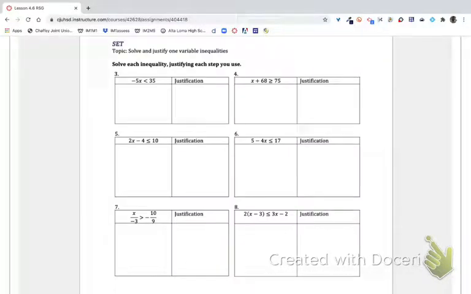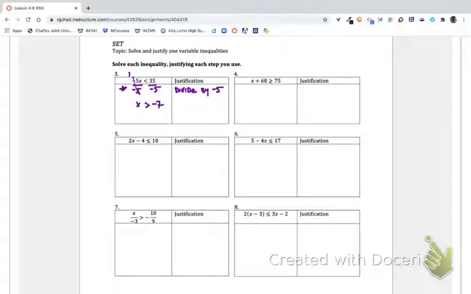For the set portion, solve and justify. The first thing that we'll do here is divide both sides by -5 because we have -5 times x. The inverse is division. And the justification, I'm not going to write these out. These are things that you can go off of the verbal, but this should help a little bit. This divides to 1, and x is greater than -7.